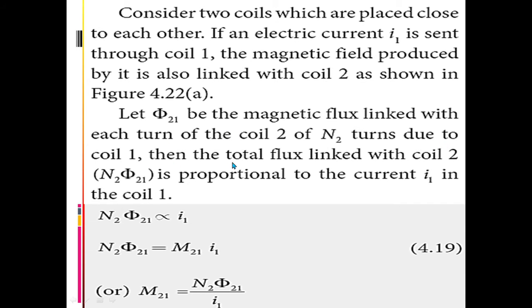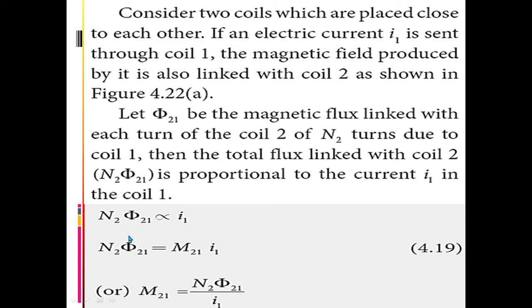Then the total flux linked with coil 2 is N2 phi 21. Already we know the formula N phi. Here it is N2 phi 21. So you should mention the coil name, coil number 2, coil number 1. That is why the number of turns in the second coil is represented as N2. So the total flux in the second coil due to the first coil, phi 21, is proportional to the current I1 in coil 1.